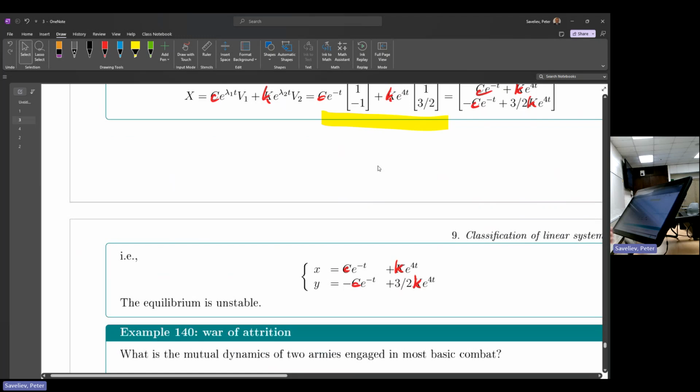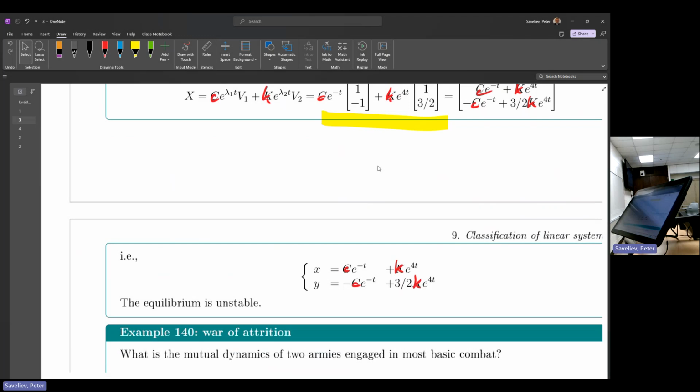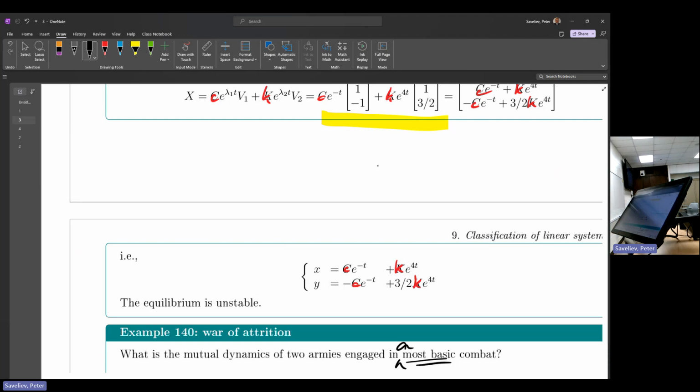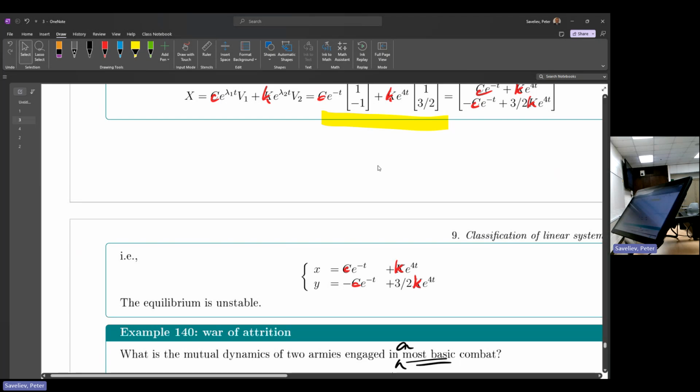Okay, so let's look at another model that we haven't had in 2 dimensions. What are the mutual dynamics of two armies engaged in the most basic combat? And what makes it more basic is the war of attrition. So there are no reinforcements, there are no battles or anything. It's pretty much imagine people are shooting at each other.